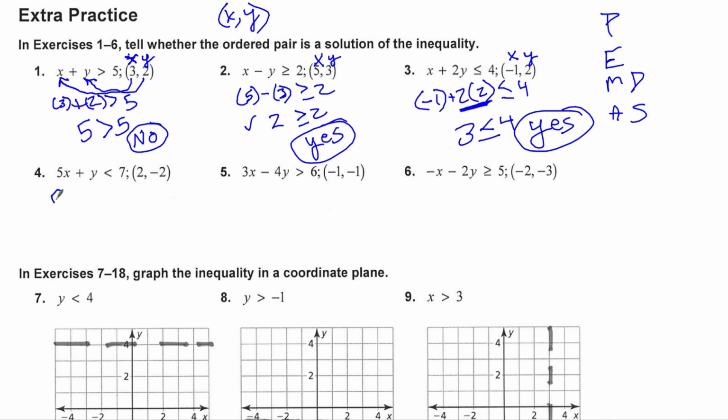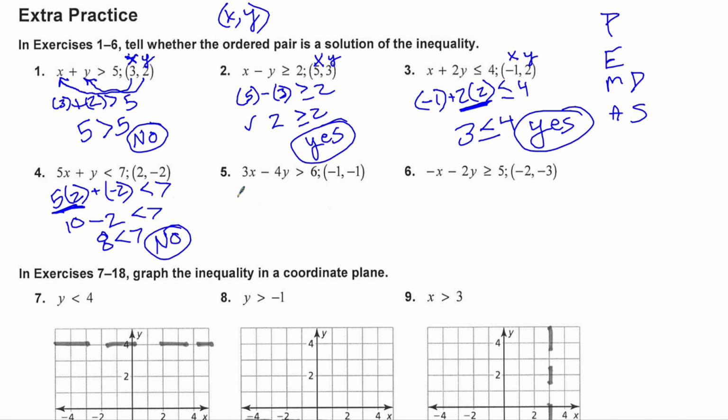Okay. 5 times 2 plus, what's that? That would be negative 2. Needs to be less than 7. Again, we do the multiplication first. What's 5 times 2? That's 10. Plus a negative 2 is the same thing as minus 2. 10 minus 2 is 8. Is 8 less than 7? The answer is no, so it is not a solution to that inequality.